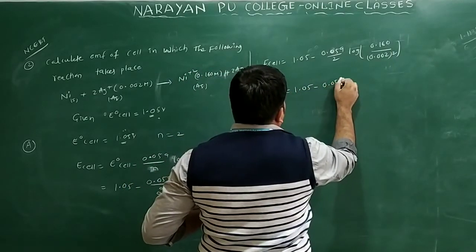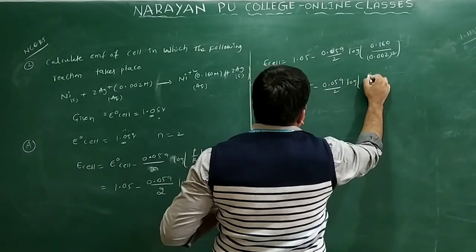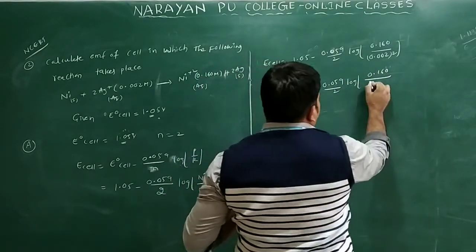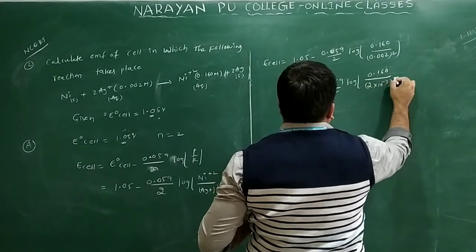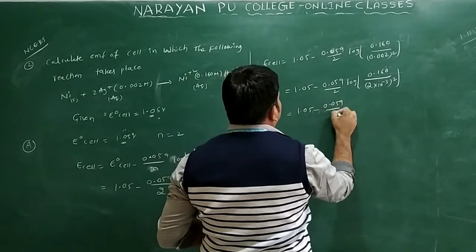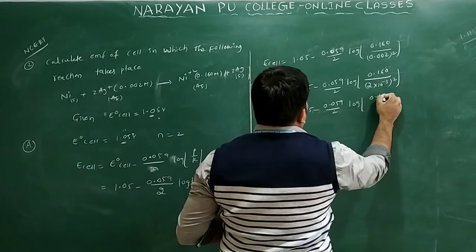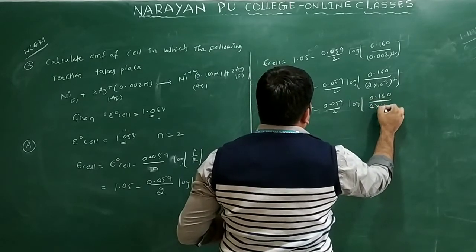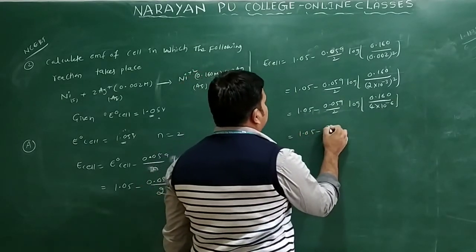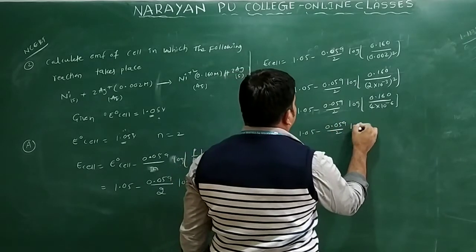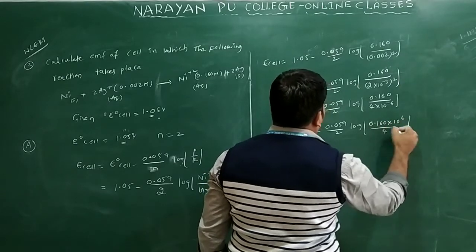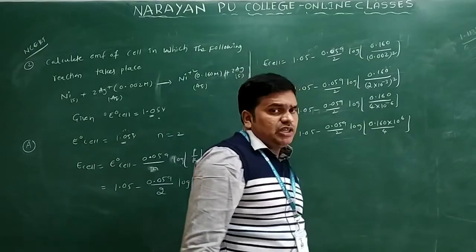Now I will write 1.05 minus 0.059 by 2 into log 0.160 by 2 into 10 power minus 3 whole square only. 2 square is 4, and 4 into 10 power minus 6 only. Clear? Now you can do the simplification: 0.059 by 2 into log 0.160 into 10 power 6 by 4. You can change the denominator to the numerator.